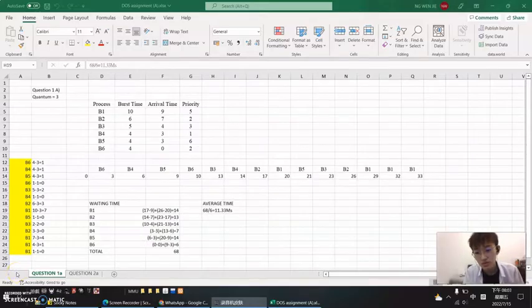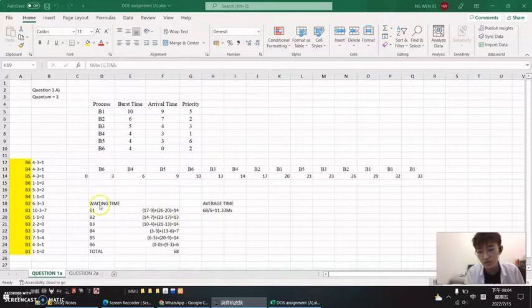Okay, next I will present about the waiting time. So for example, B1 is processed at 17 and the arrival time is 9, so we use 17 minus 9. And then because we process B1 2 times, we also use 26 minus 20, so we will get the waiting time 14.